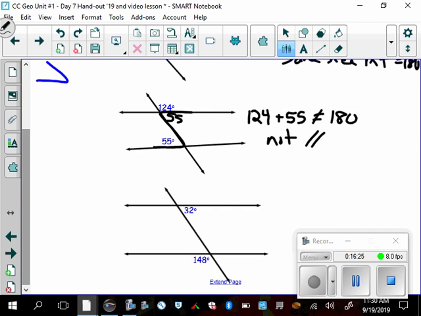I could alternate interior 32 down to here. 32 plus 148 equals 180. So these are parallel. Okay, so that's kind of the thought process that we're going through.